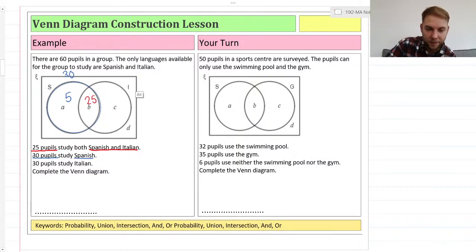So then we need to think about the people who study Italian. And that is this right-hand part here. 30 people study Italian, so the right-hand side is also 30 as well. So if the right-hand circle is 30 and the middle is 25, then it's going to be 30 take away 25, which is 5.